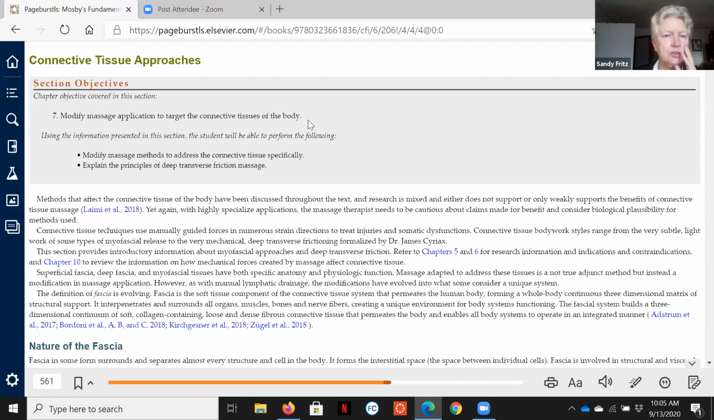Okay, here it is, connective tissue approaches. Modify massage application to target the connective tissues of the body. Now, connective tissues are huge. There are a lot of different kinds. So we're mostly thinking about the sponge-like superficial fascia, and we certainly can, with a mimic of normal and biological plausibility, support that sliding. What we do below that, I don't know.